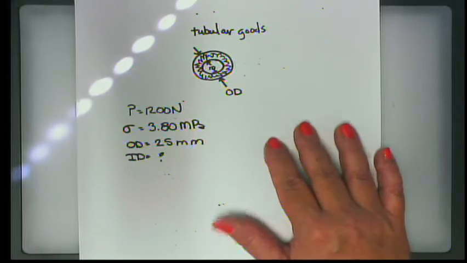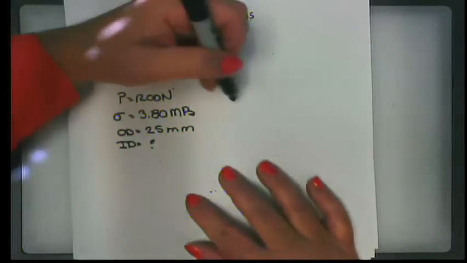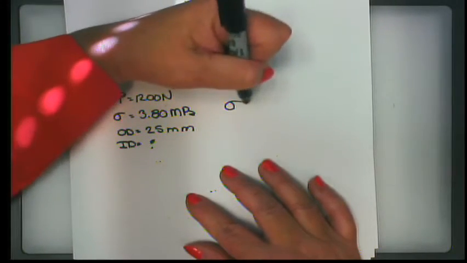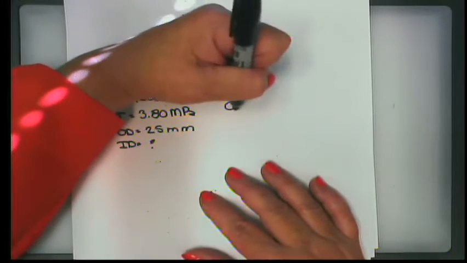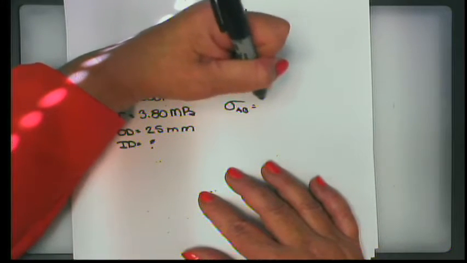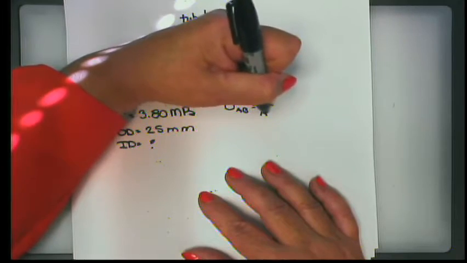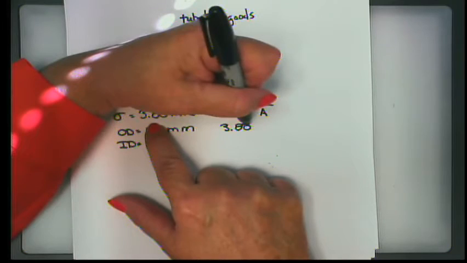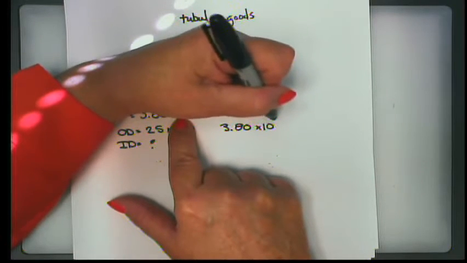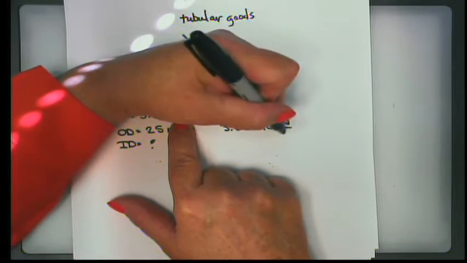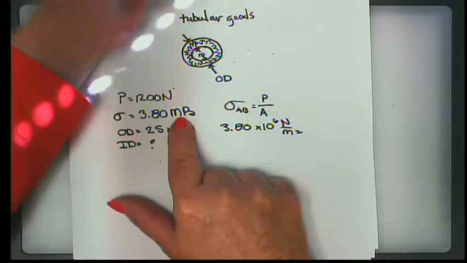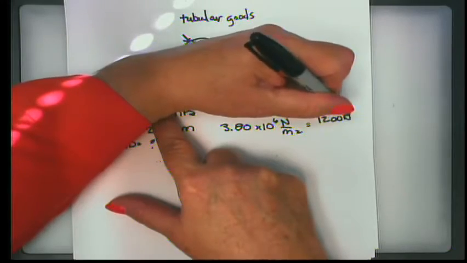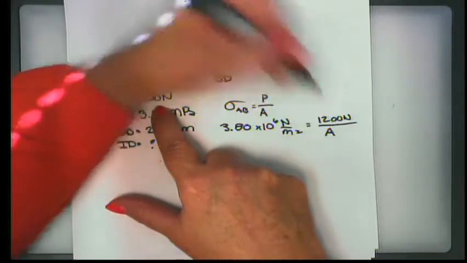Okay. All right, so let's build on what we know. We know that sigma in the bone, which is labeled AB, is equal to P over A. We're told that sigma is 3.80 MPa. Mega means 10 to the 6th. Pascal is Newton per meter squared. We know that P is 1,200 newtons, and we don't know the A.